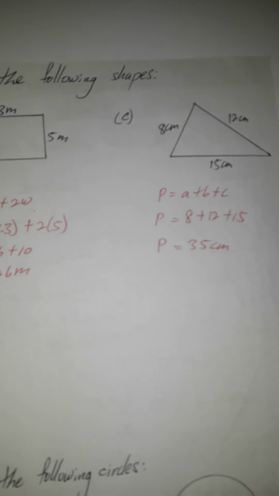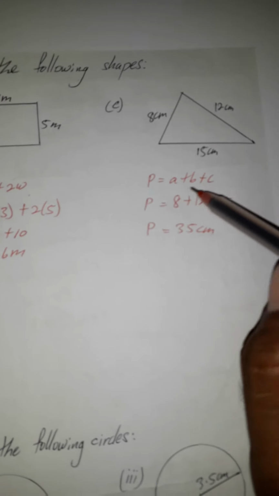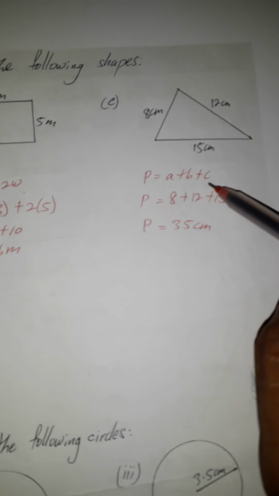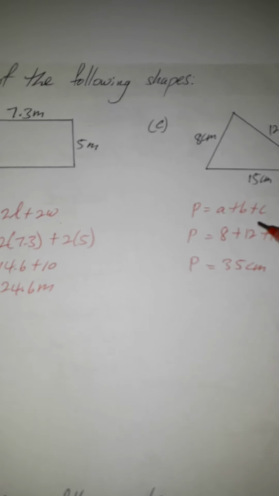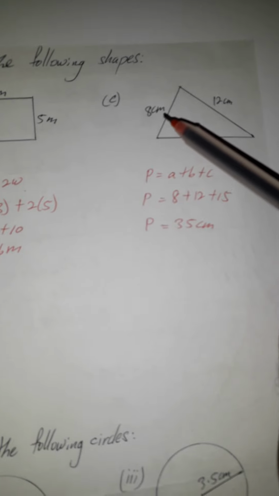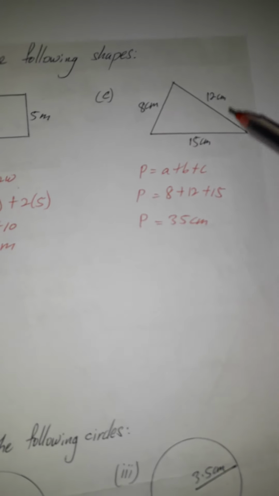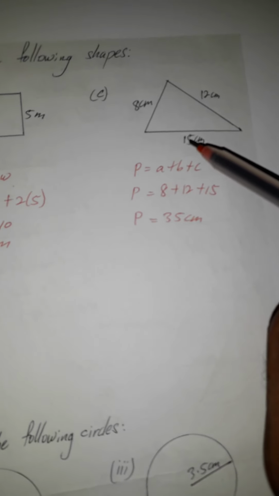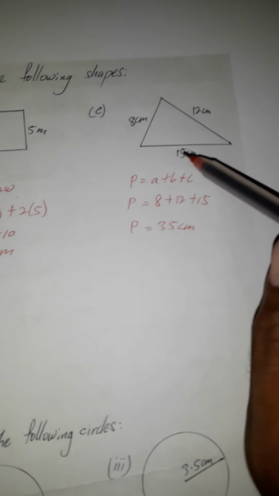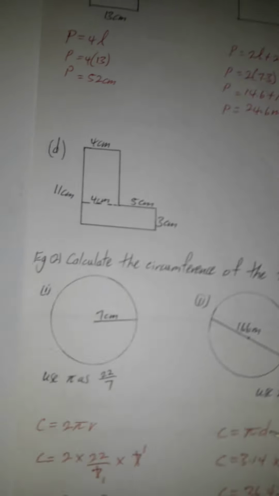Okay, with our triangle, this is a general form. You don't need to write a plus b plus c, but just in case you want to do that, no problem. Any side can be a, b, and c. It doesn't matter. All we need is to add all 3 sides. If you want, you can start adding from 15 plus 8 plus 12. It doesn't matter how you add. You'll get the same answer. So our perimeter is 35.